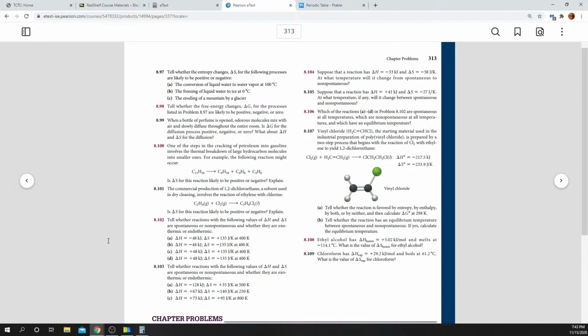One of the steps in the cracking of petroleum into gasoline involves the thermal breakdown of large hydrocarbon molecules into smaller ones. For example, the following reaction might occur: C11H24 into C4H10 plus C4H8 plus C3H6. Is the delta S for this reaction likely to be positive or negative? It's going to be positive because you have multiple things being created from one thing. Also, the C11H24 is very likely to be a liquid at room temperature, whereas these guys are mostly gases at room temperature.